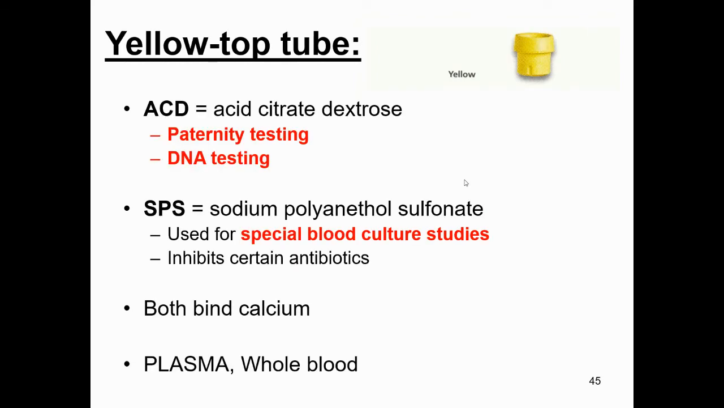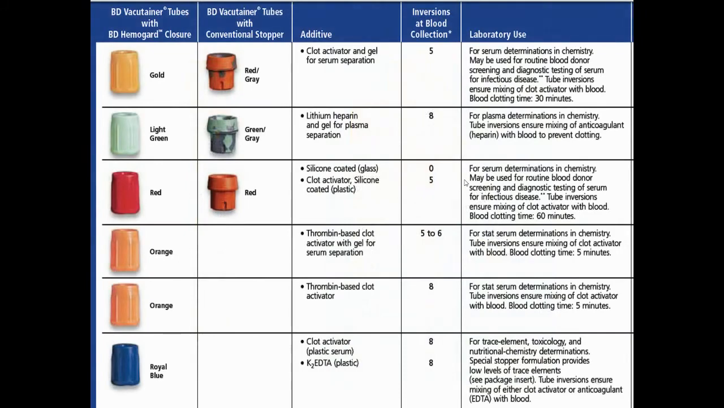We have the yellow top, the additive is acid citrate dextrose. It is used for DNA testing or paternity testing. SPS, it has sodium polyanethol sulfonate. It is used for special blood culture studies. It inhibits certain antibiotics. It binds calcium, and plasma is the sample. So you need to take note of all of these things.